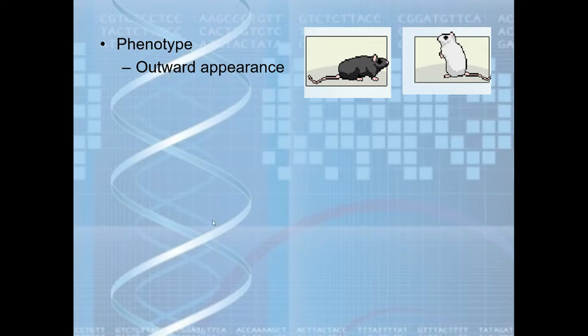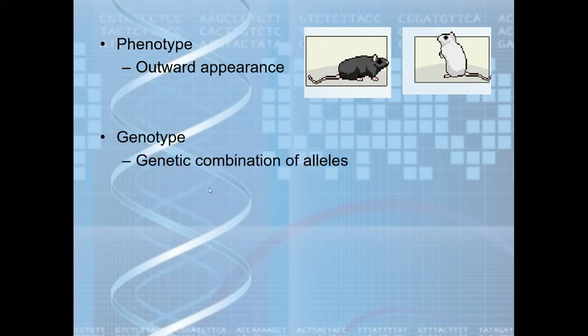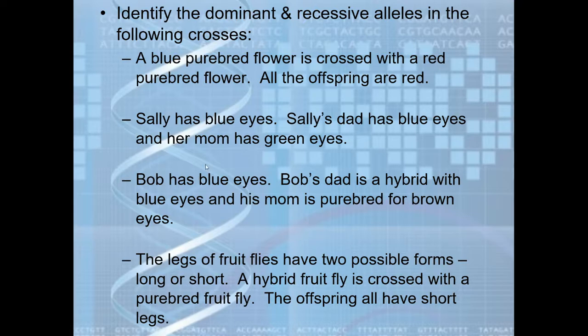So, what is a phenotype? A phenotype is the outward appearance: black mouse, white mouse, green eyes, blue eyes, brown eyes. Genotype is the genetic combination of alleles, like the codes that we're using. So, please remember that.